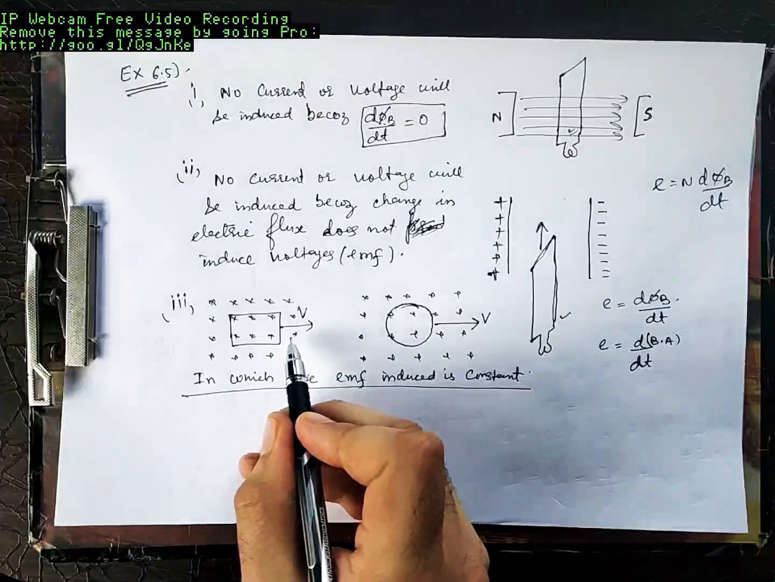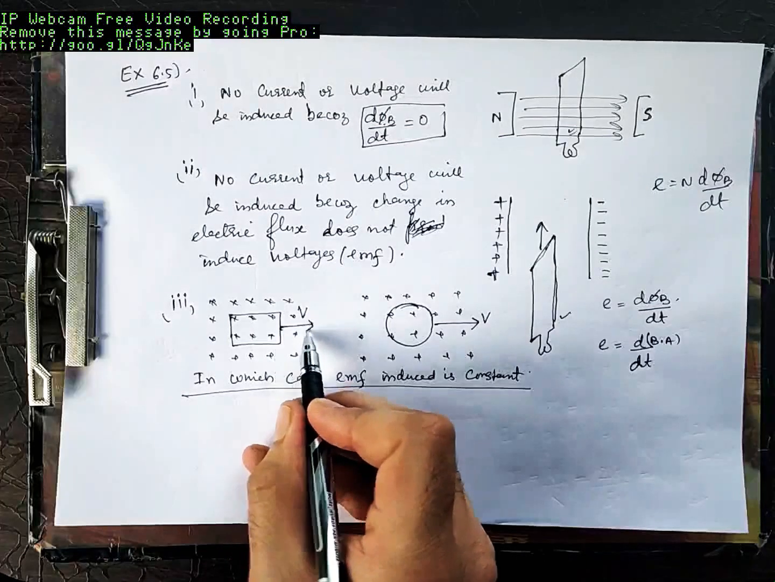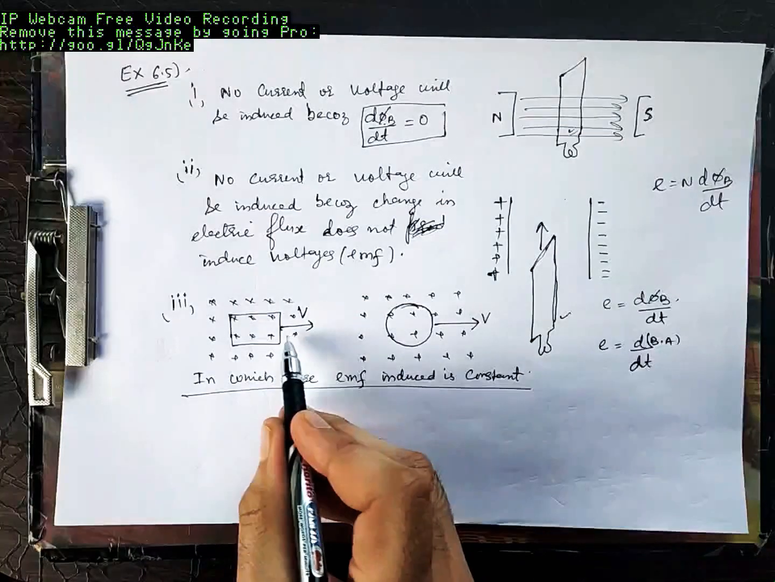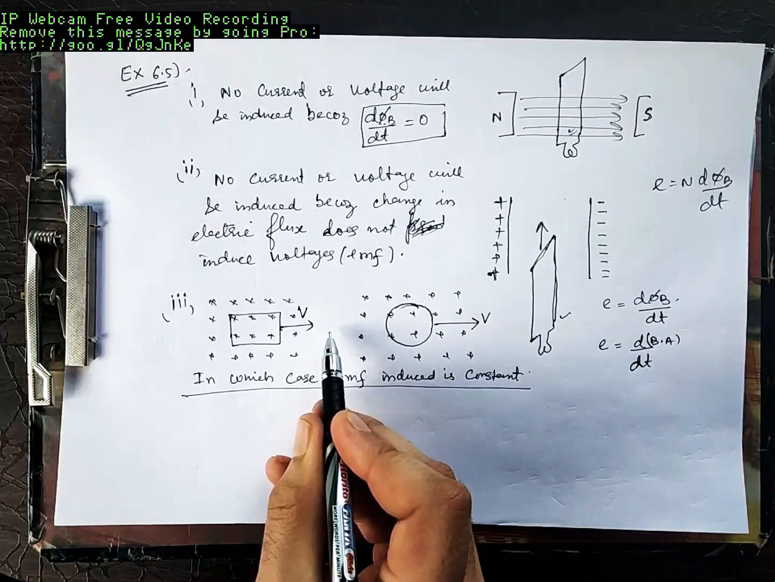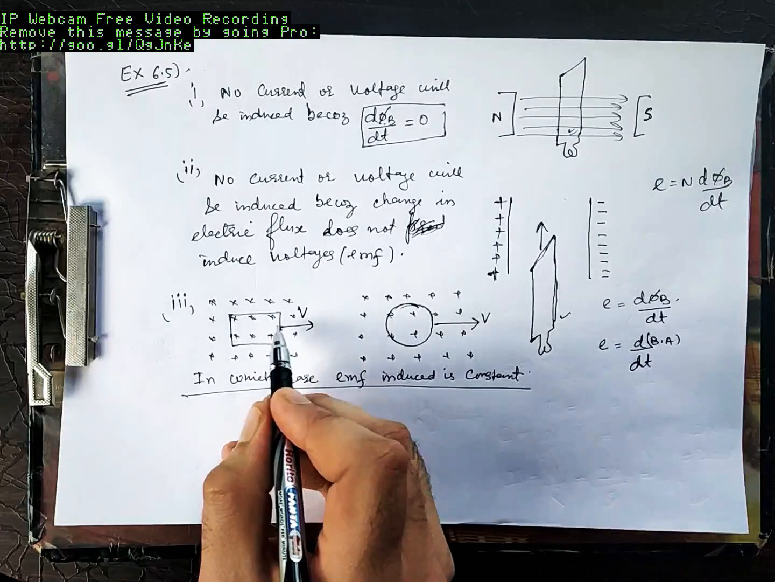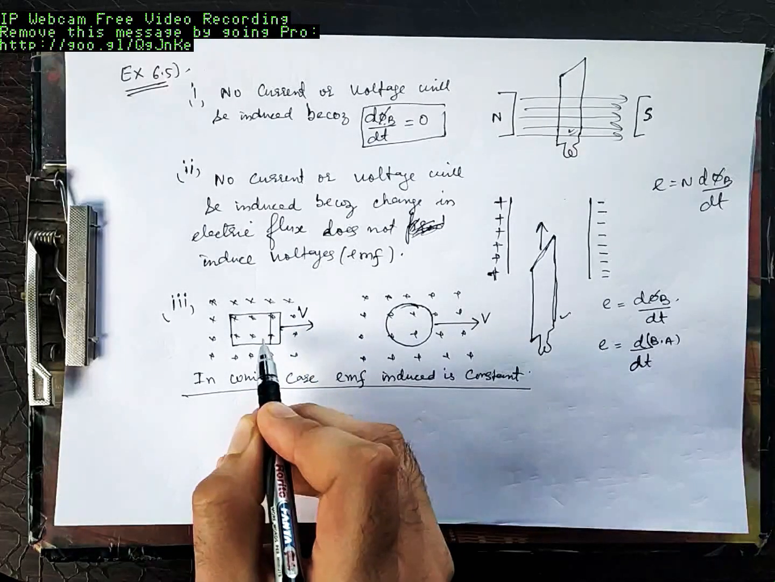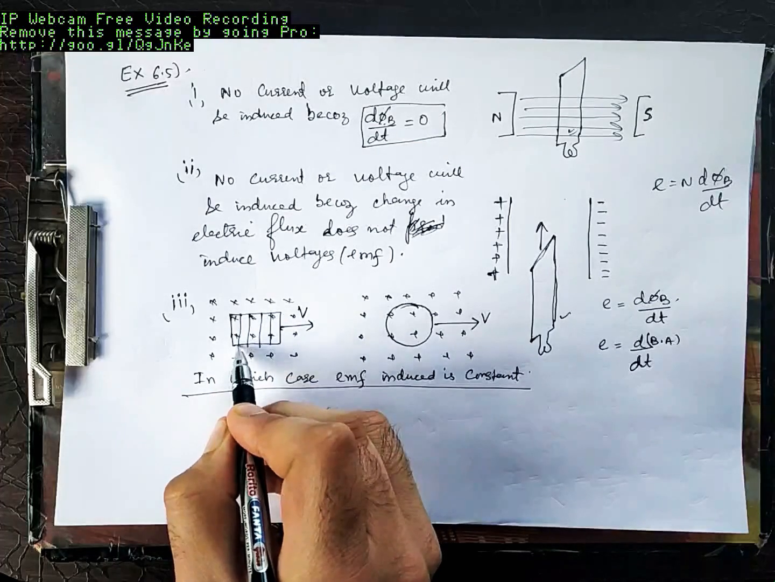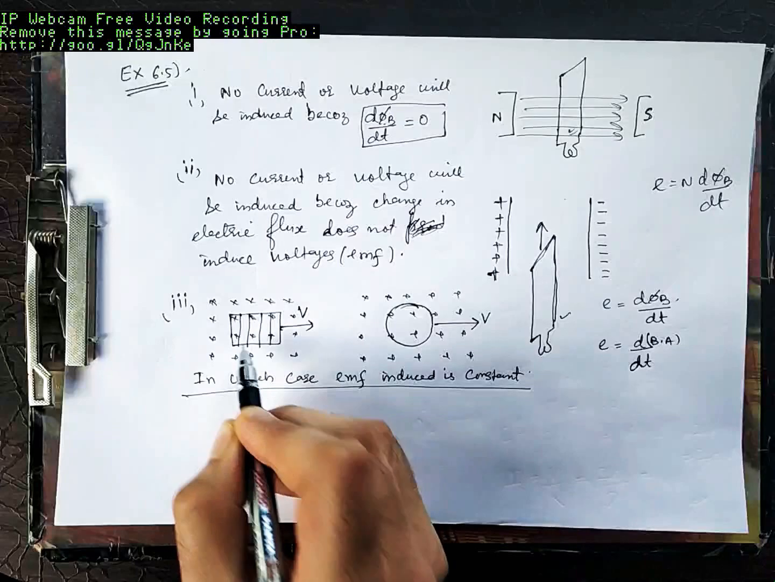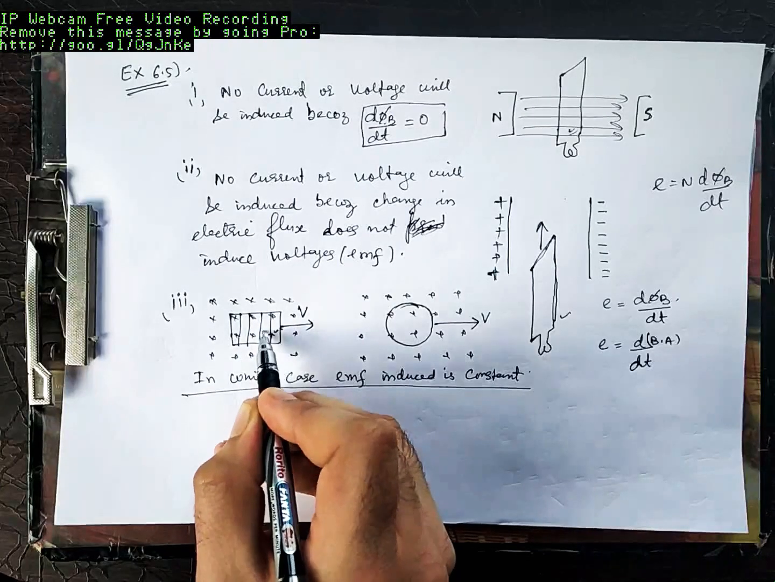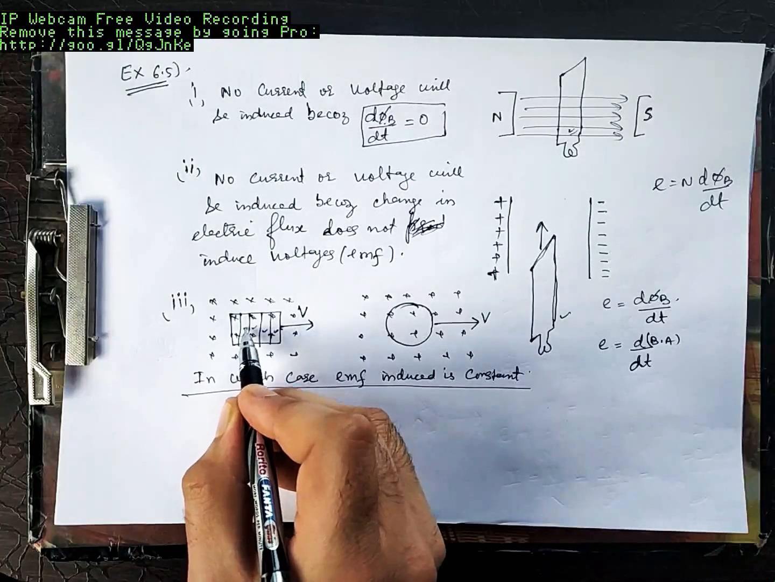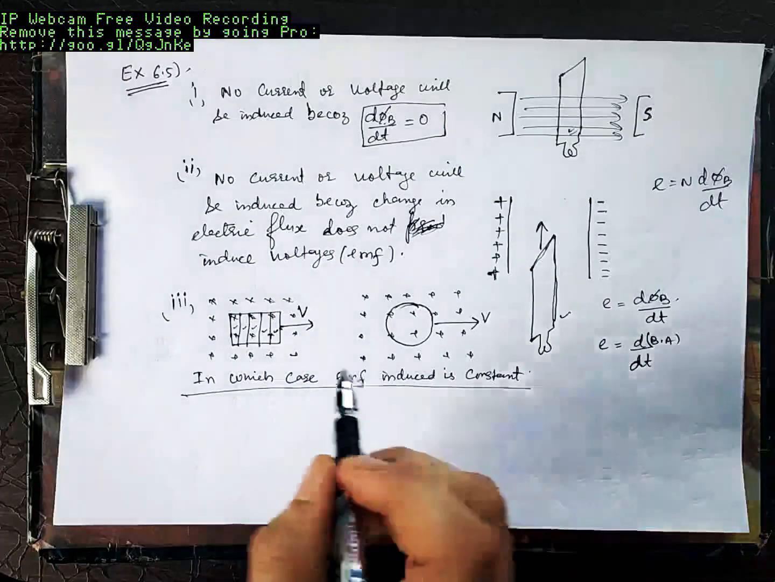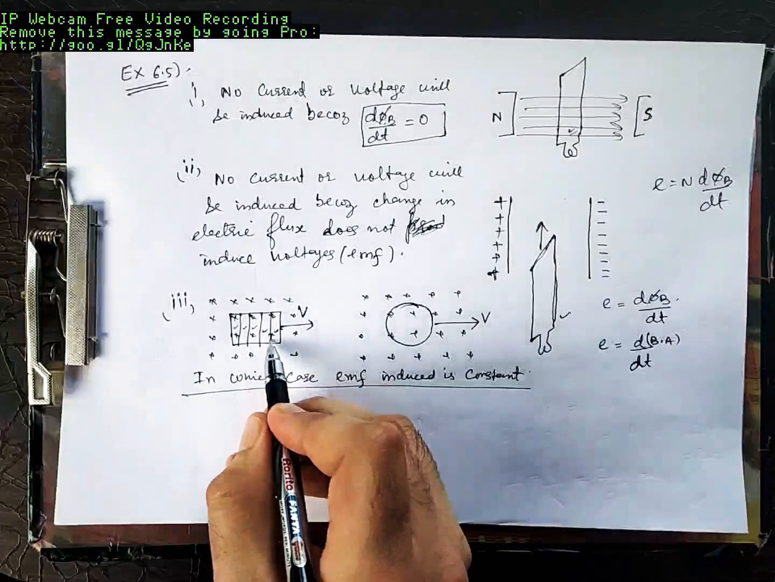You are pulling them with constant velocity v. When you pull this out with velocity v, let us suppose in 1 second you remove this much portion, in 1 second you remove this much portion, and so on. Then this area is equal to this area is equal to this area. That means during the first second, you removed this much area.